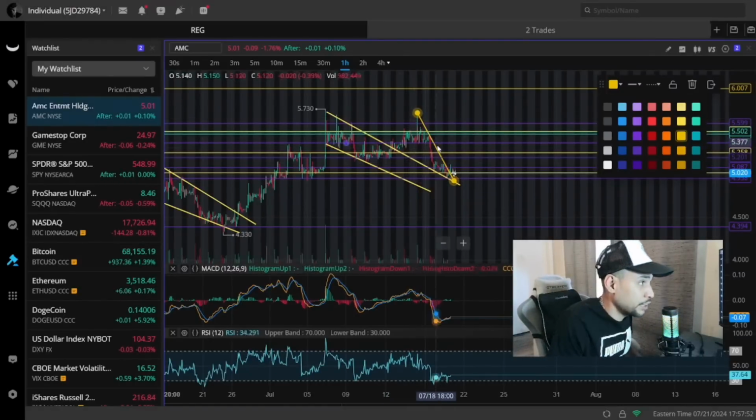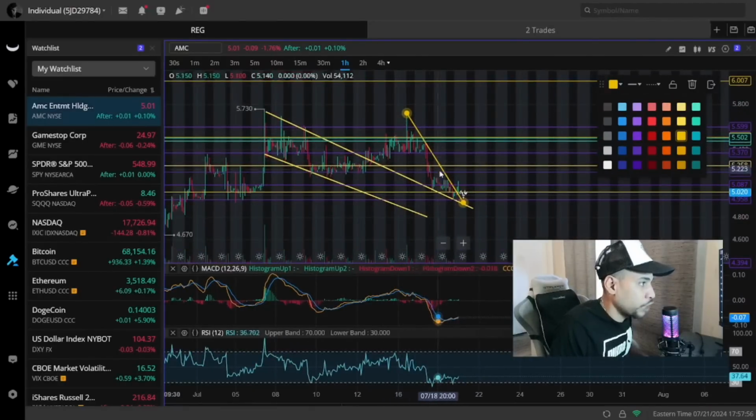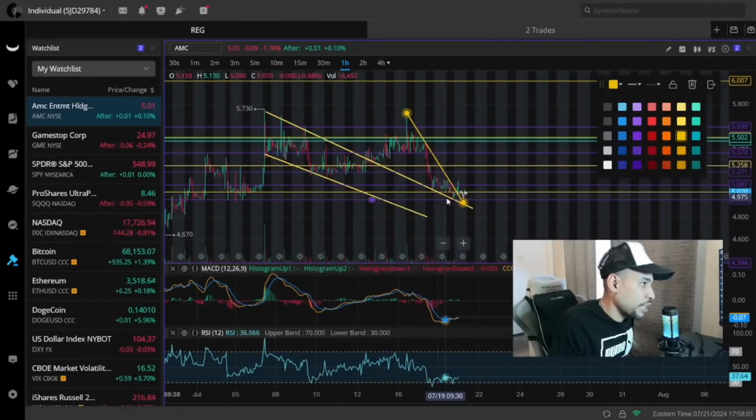This sloping resistance comes from the levels that we need to break to know that this overall downtrend is ending. You can see this double top structure here. To know that that's ending, we need to break above the sloping resistance, and we needed to hold the bull flag. That's exactly what we're doing.